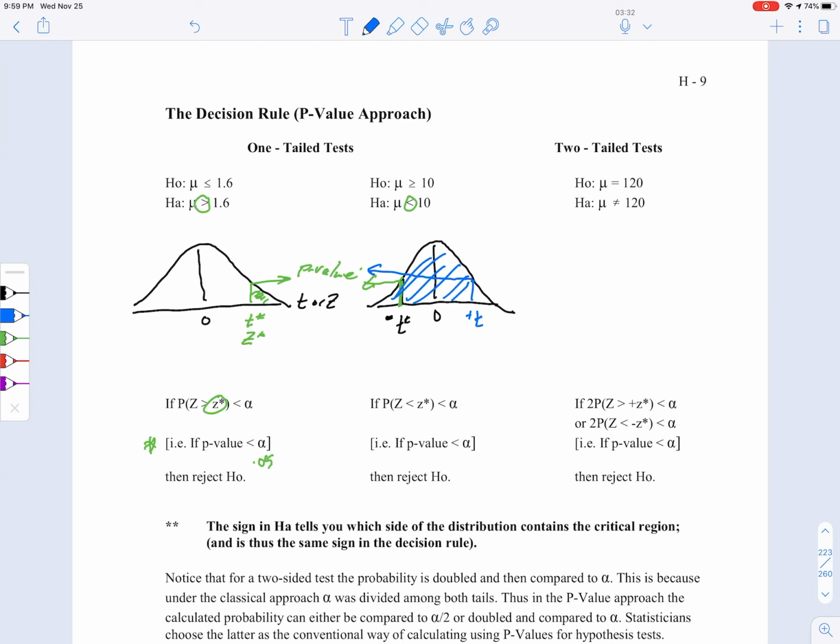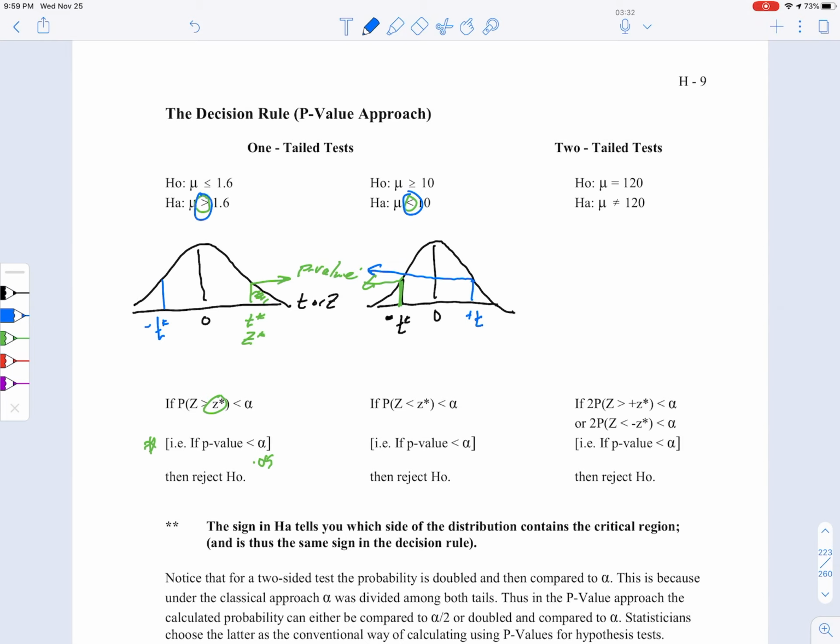You would still calculate the area going down. So you would calculate that whole area there, because that's what the sign says to do. So you can actually end up with a p-value very high, like 90%. That just really supports the null hypothesis. It's only a really small p-value that causes you to reject the null hypothesis.